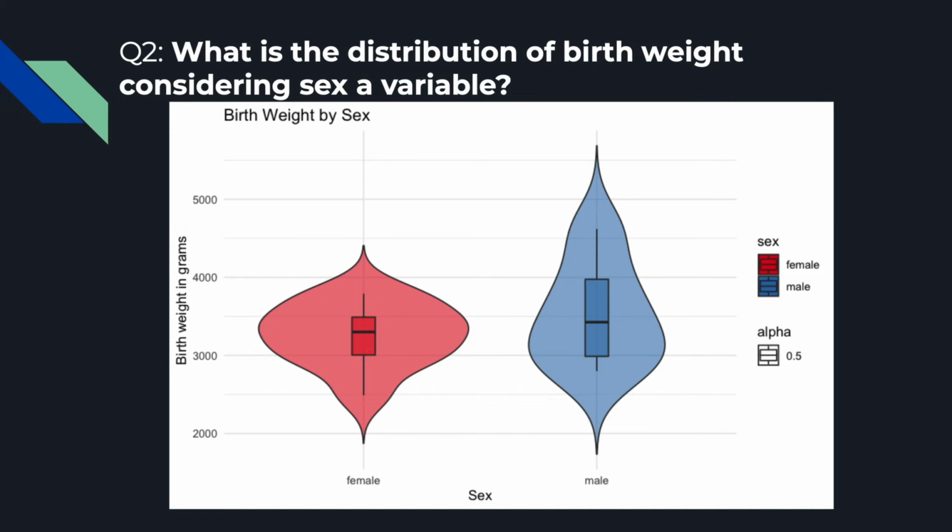Next, I wanted to investigate the distribution of birth weight considering sex as a variable. The median birth weight was about 3,300 grams for females and about 3,450 grams for males. And the range of female birth weights, as you can see, was much narrower than the wide range of males. The female range was about 2,500 to 380 grams, and the male range was about 2,600 to about 4,600 grams.